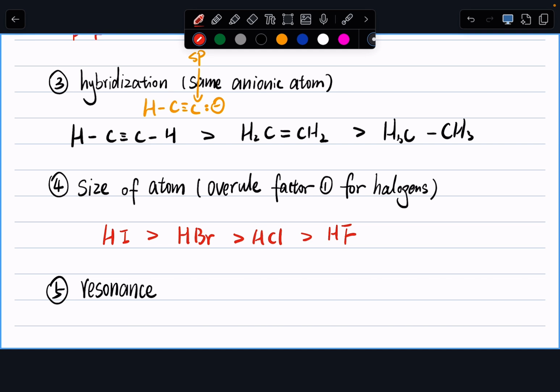All right, so when using the electronegativity trend, typically we ask you a question within the same period. When using the size of the atom trend, we typically ask you the question of the same group.